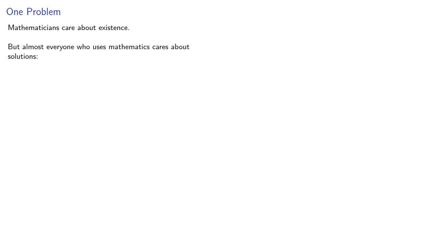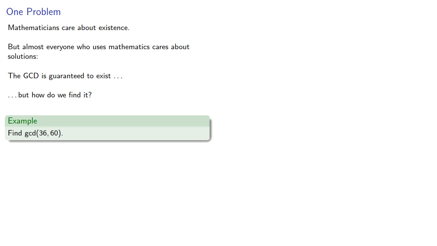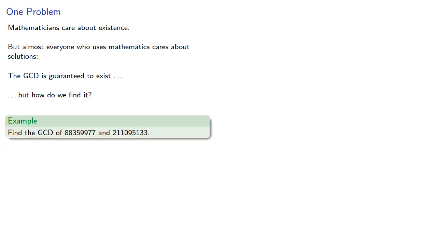There's just one little problem. Mathematicians care about existence. We proved that a greatest common divisor exists. But almost everyone who uses mathematics cares about solutions. The greatest common divisor is guaranteed to exist, but how do we find it? Well, our naive solution seems to work well until you consider real problems like find the greatest common divisor of these two numbers. So how can we solve this problem? Well, let's investigate.